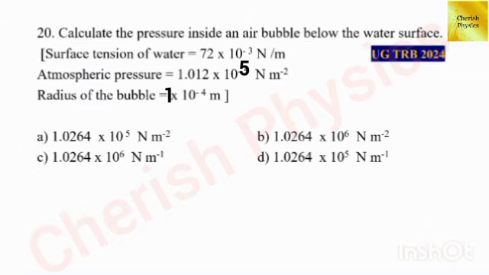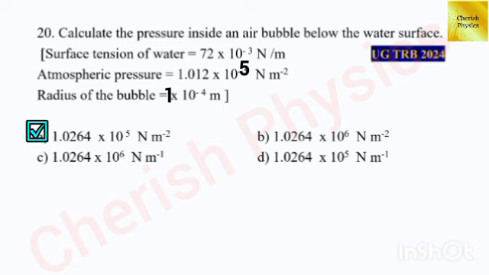20th question. Calculate the pressure inside an air bubble below the water surface. Given data, surface tension of water equal to 72 into 10 to the power minus 3 Newton per meter. Atmospheric pressure equal to 1.012 into 10 to the power 5 Newton per meter squared. Radius of the bubble equal to 10 to the power minus 4 meter.